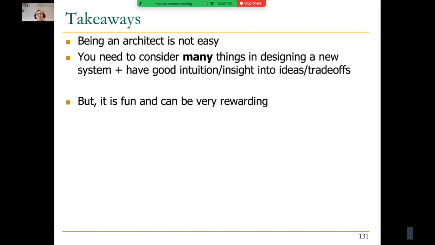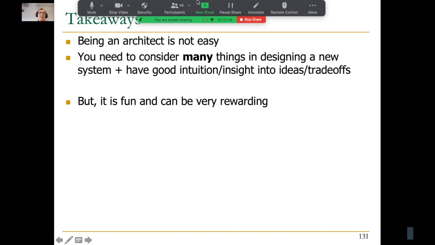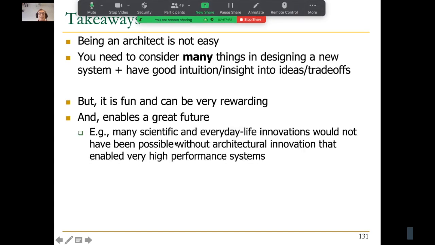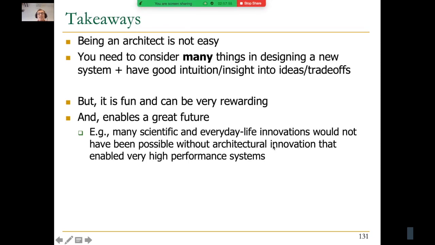I'm not saying any part of the stack is easy, but this part is so critical to a lot of the things at the top as well as the bottom that not many people actually do it. But it's fun and it can be very rewarding, and it enables a great future in the end, because many scientific and everyday life innovations would not have been possible without architectural innovations that have enabled very high performance systems and very high efficiency systems.